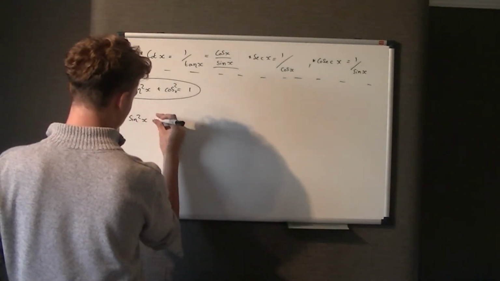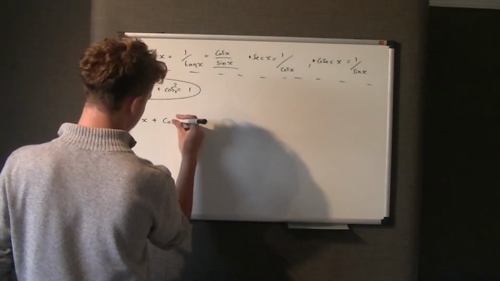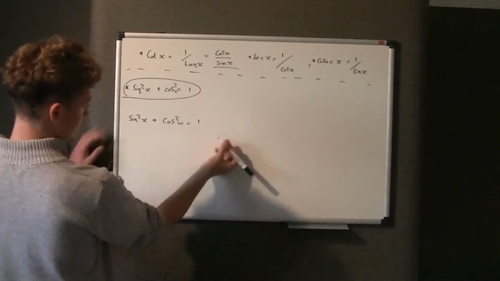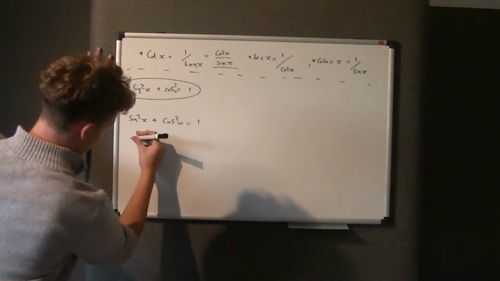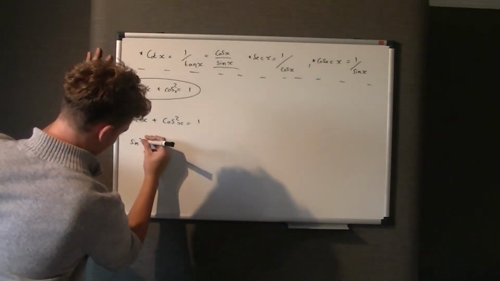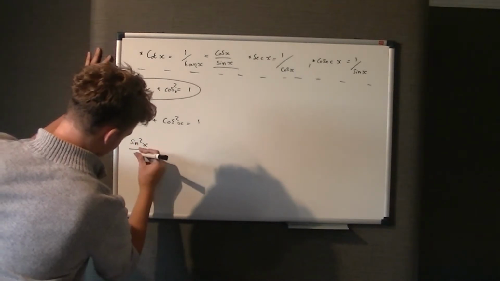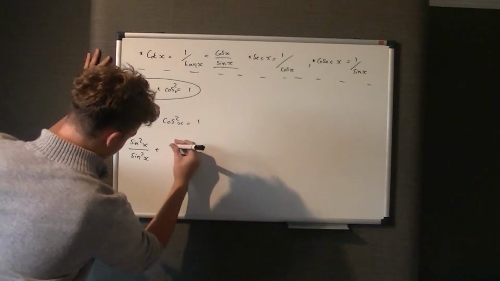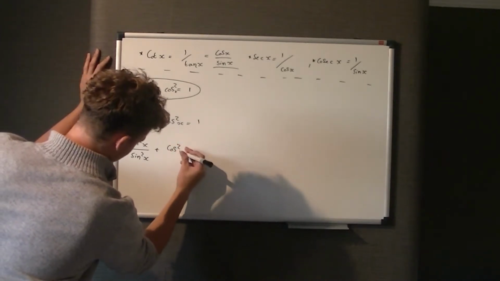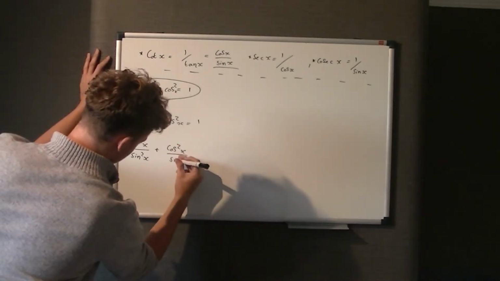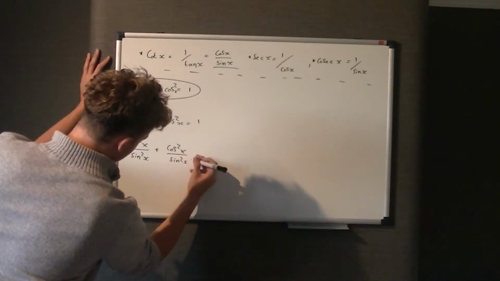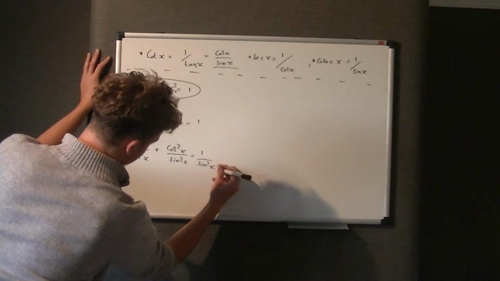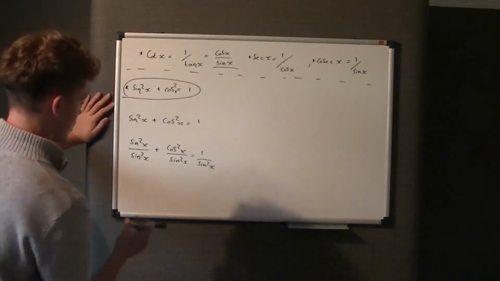So let's first write out the equation. Sine squared x plus cos squared x equals 1. Now if we divide all of that by sine squared x, so sine squared x over sine squared x, and I'll explain what this comes to in a minute, but obviously you should know that's 1, plus cos squared x over sine squared x equals 1 over sine squared x. Don't forget to do the 1 over sine squared x as well, otherwise it becomes a different fraction.